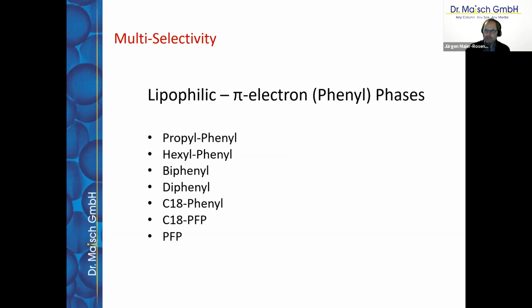So going to the next group, I already mentioned that the phenyl phases have the pi electron system, and so we have a balance between the lipophilic and the pi electron interactions. Today there are a lot of different phenyl phases available. At first we have the propyl phenyl, the hexyl phenyl, and then the biphenyl, where we have two phenyl rings in a chain. That's different to the diphenyl, where we have two rings directly on the surface. We will come later to the strength of these different phases.